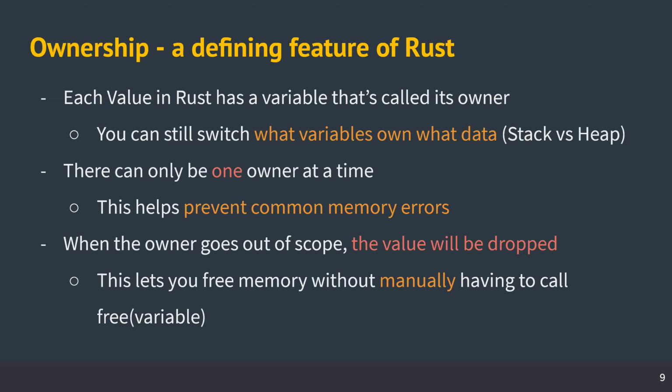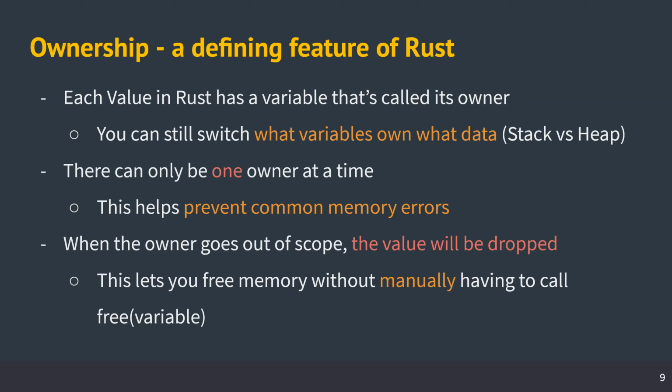So if you have, in C, X and Y pointing to the same integer in memory, and you call free on X and Y, you're going to get a memory error, because X already freed the data, then Y goes to free that piece of data, and it's going to say, hey, you're telling me to free something that doesn't exist, and it just panics and crashes on you. So this helps prevent a lot of common memory errors.